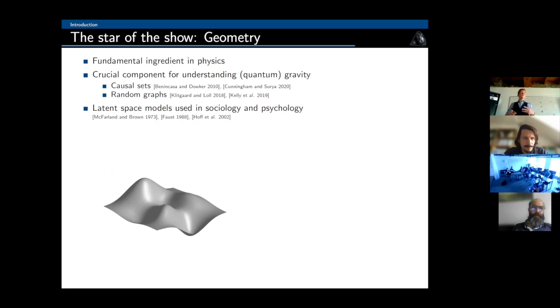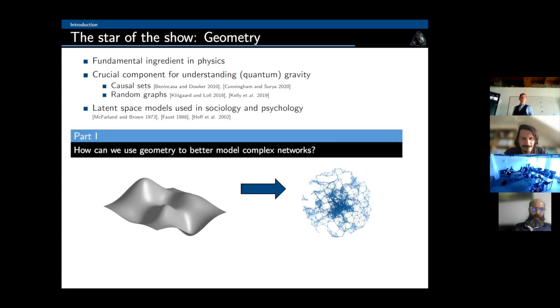And then we can use this space to build models and also use the space to make predictions about the models. This is what I'm going to do in the first part of the talk. I'm going to try to explain how we can utilize geometry to build better models to study complex networks. Now that is of course one way, but actually there's another.